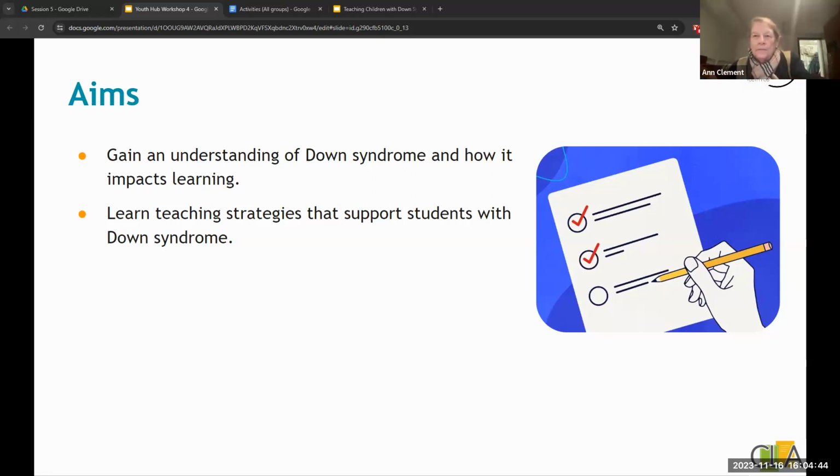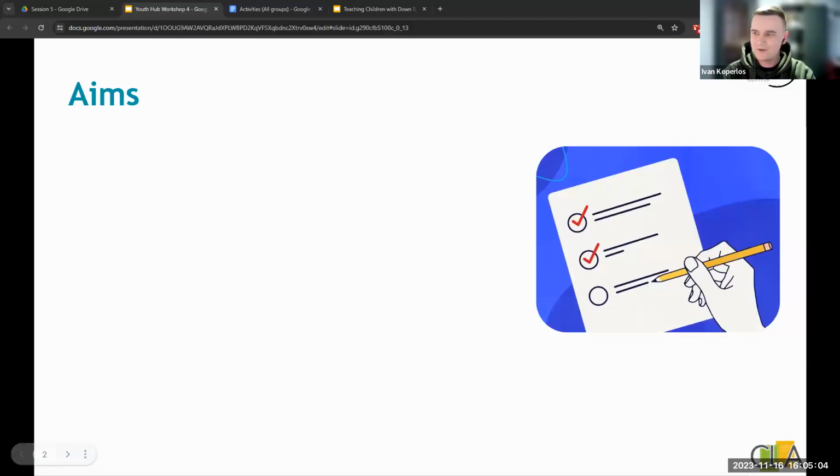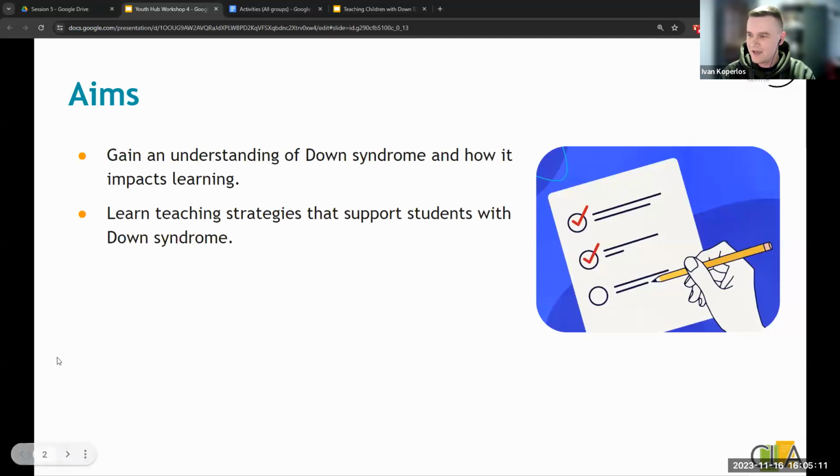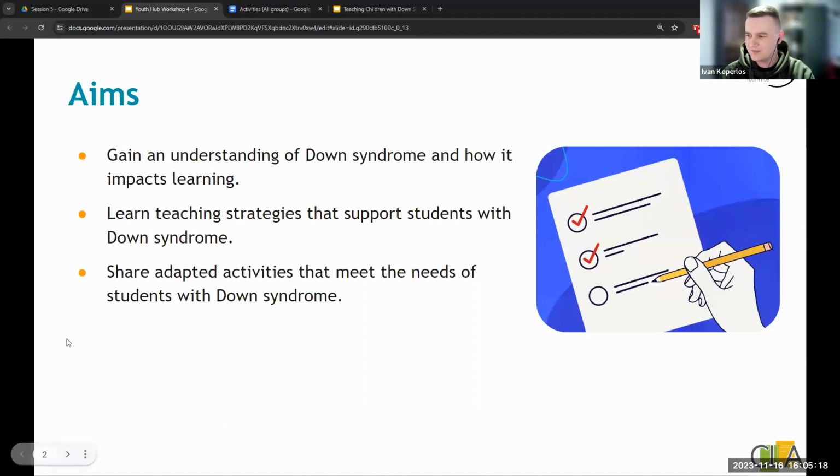Let me just start from the beginning with the announcement of the aims and the topic. I'm going to continue the recording. So today we're talking about teaching students with Down syndrome, and in particular, we're going to gain an understanding of Down syndrome and how it impacts learning. We're going to learn some teaching strategies that support students with Down syndrome, and we'll share some adapted activities that meet the needs of students with Down syndrome.